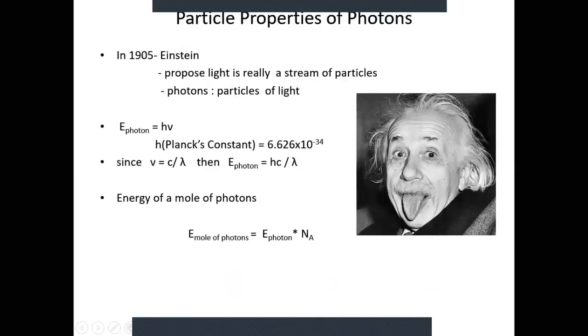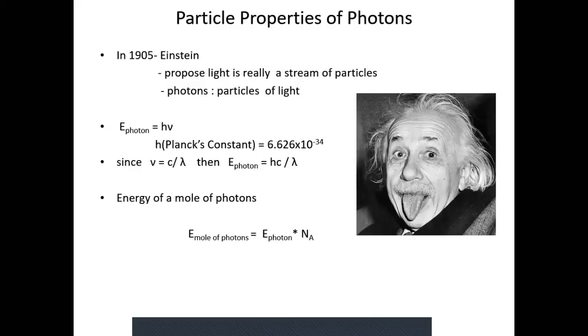So that was the wave properties of light or electromagnetic radiation. Again, wave properties: it has frequency, it has amplitude, it has wavelength. Now, it was proposed in the early 20th century that Einstein thought that light was actually a stream of particles, and that these particles were called photons.